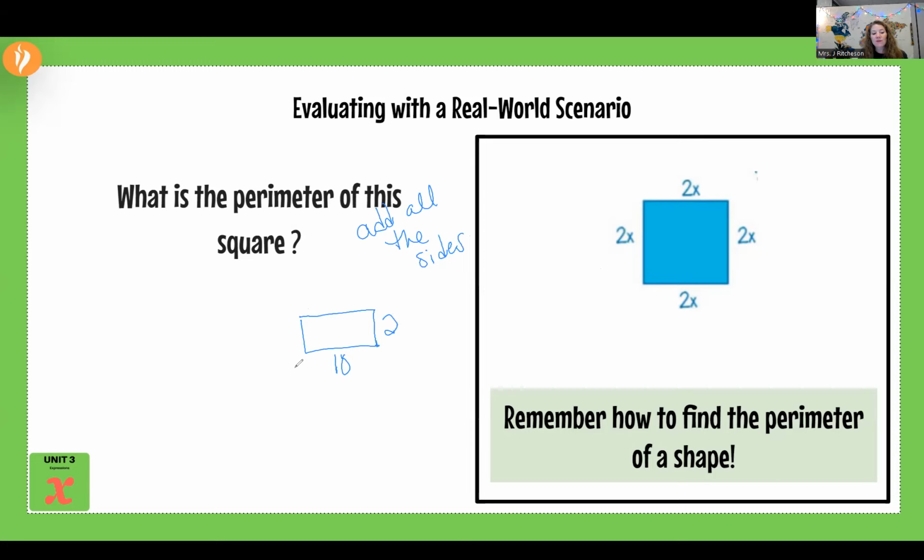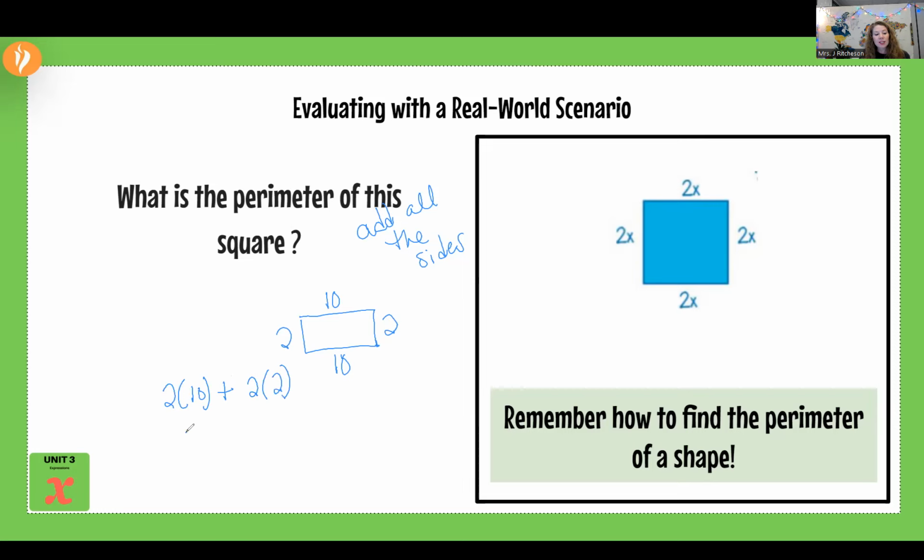Well, this rectangle has 4 sides. Even if only 2 are listed, I know all rectangles have 4 sides. So if this side's 10, this one is 10. And if this side is 2, this one is also 2. So there's 2 different ways I can think of this. I can think, okay, I had a 10, but I'm going to double it, and then I had a 2, but I'm going to double it.